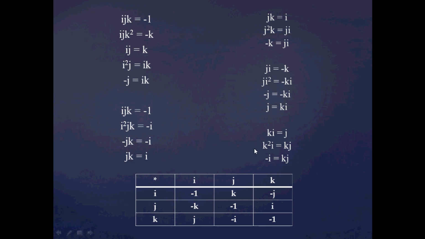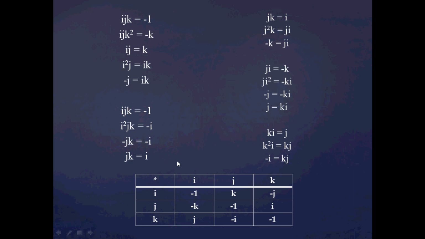And the last one, we start with ki is equal to j. We multiply on the left by k, so I get k squared i equals kj. k squared is minus 1, so I get minus i is equal to kj. So that gives me that last entry here. And again, I see that kj is minus i, and over here I derived that jk, the commuted version, is equal to i. So this is the completed version for working with these imaginary units.